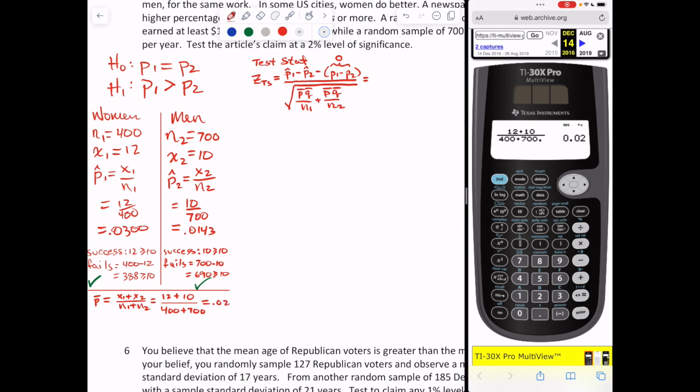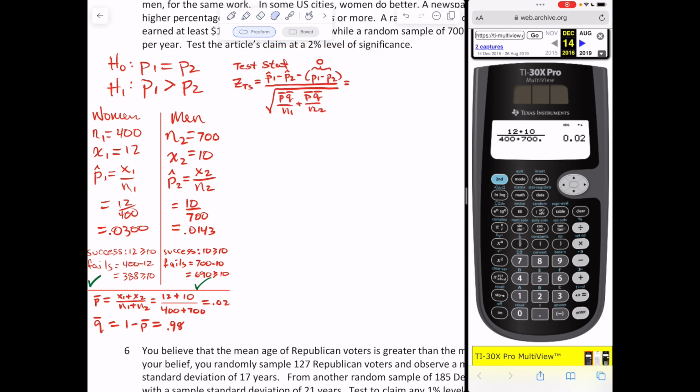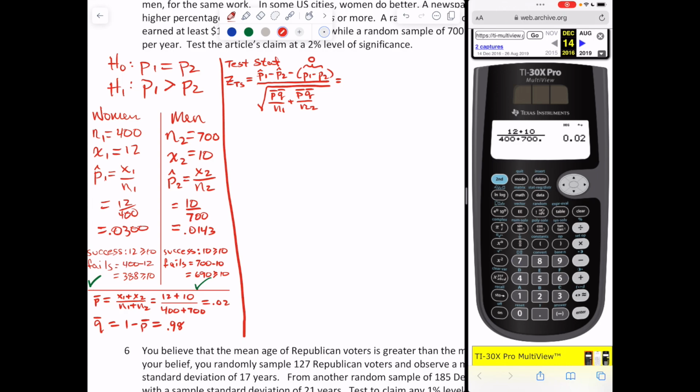And then don't forget Q bar is 1 minus P bar. So 1 minus 0.02 is the complement of 2%, which is 98%. Okay, so that's pretty straightforward. Now I've got the formula for the test statistic up here that I just put up a minute ago, so I think I'll go ahead and just kind of nest this over a little further, and I think I'm going to try and put some boundaries up here.